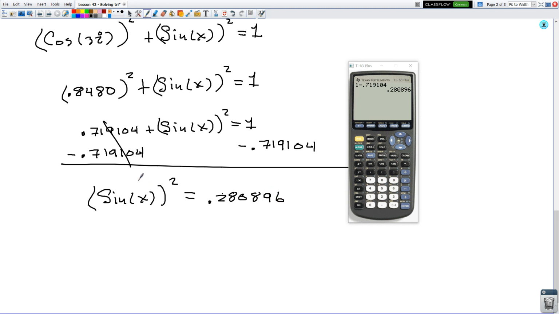Notice that this is looking like example 2. So if we want to leave the sine by itself, we got to eliminate that second exponent. And we know that we can do that by taking the square root of both sides. Now this cancels out with the square. So now we have the sine of x equals the square root of 0.2808.96. So let's take the square root of that.